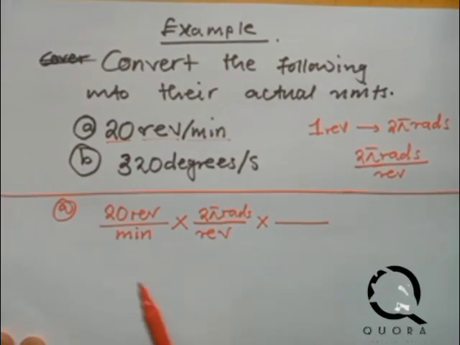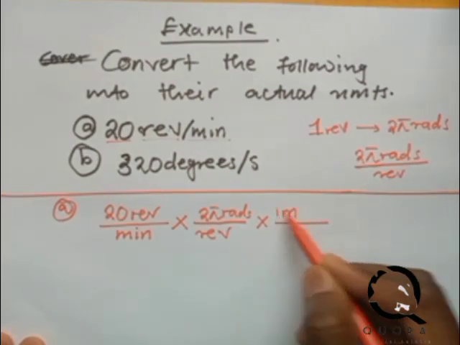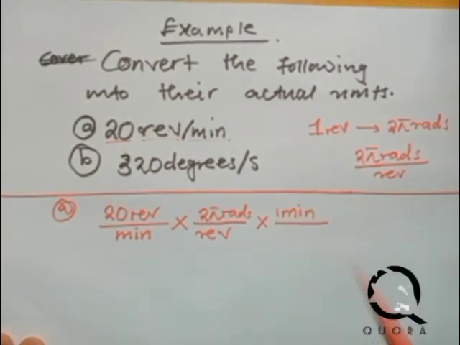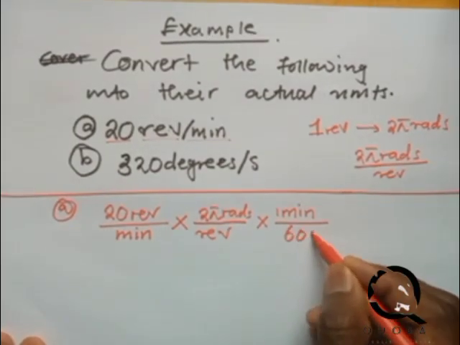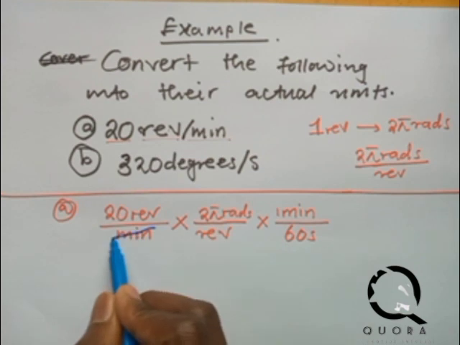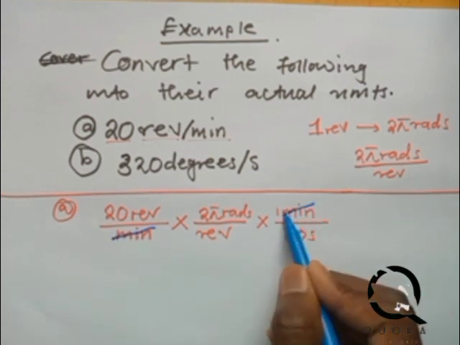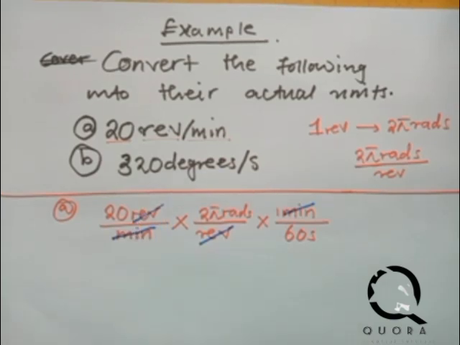So since I want to get rid of minutes, meaning that I'm going to put minutes on top. How many seconds makes up a minute? We must have 60 seconds. This definitely shows that we are going to cancel out this, cancel out that, cancel out this, and also cancel out that. What are the things that we are going to remain with?